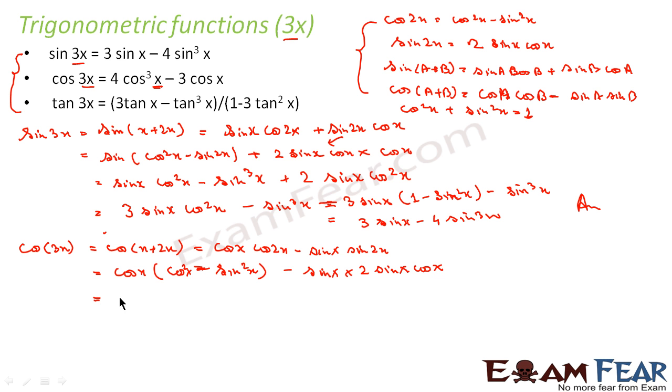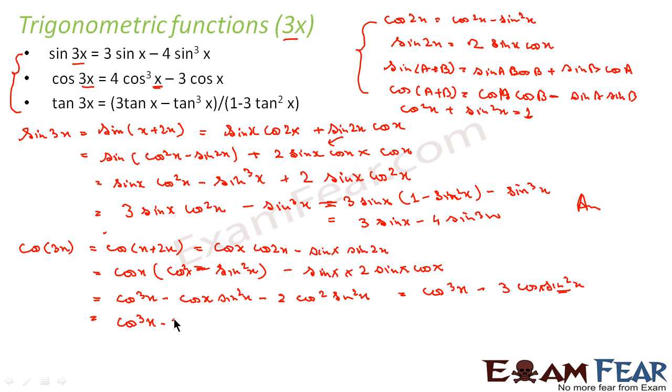So what I get from this is cos cube x minus cos x sine square x minus 2 cos x sine square x. This is nothing but cos cube x minus 3 cos x sine square x. Now this is a sine square term, we don't want this. So what we'll do here is, we will write this and we'll write this now.